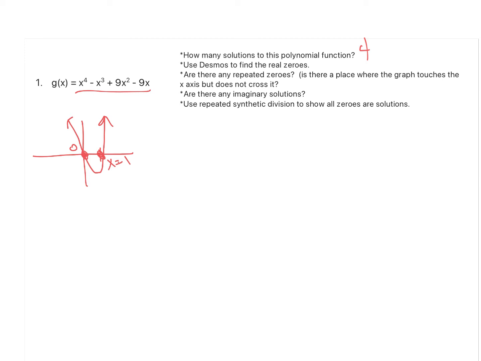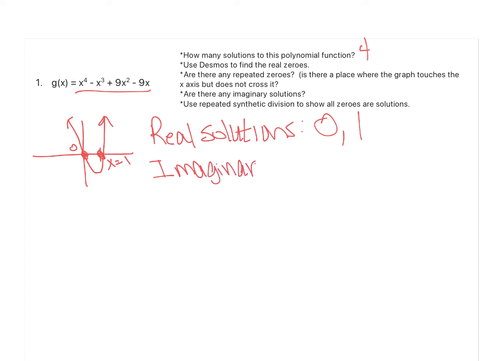So we know that 2 of our solutions, we're looking for 4, but only 2 of them can you tell just by looking at the graph. So our real solutions occur at 0 and 1. What we need to find then is the imaginary solutions, those solutions that you can't see just by looking at the graph. We have to actually do a little bit of math to figure out what those are. So we know that there should be 2 imaginary solutions, and we are going to have to figure out how to find those 2 solutions.